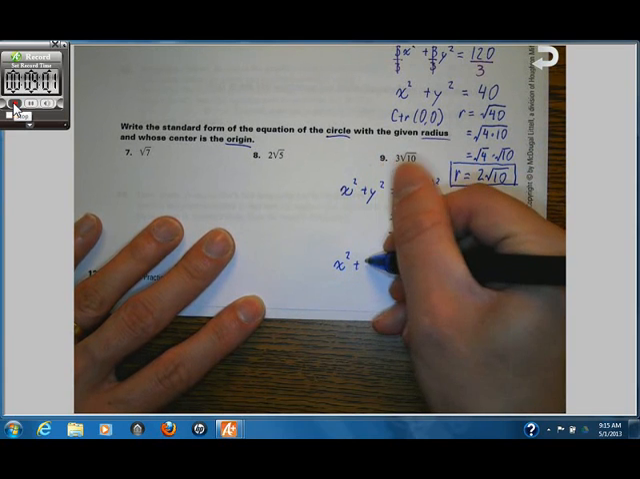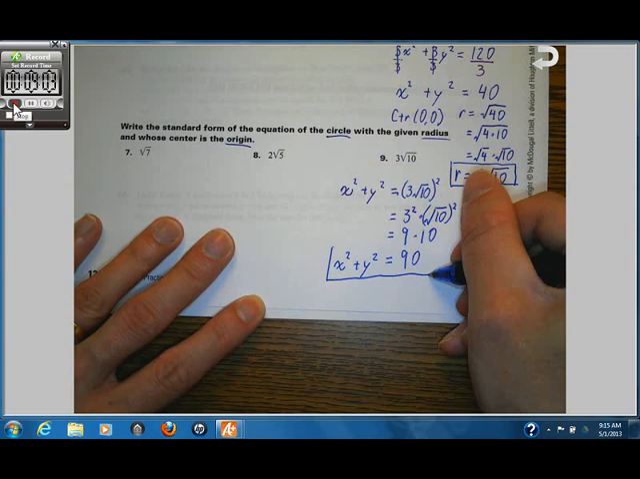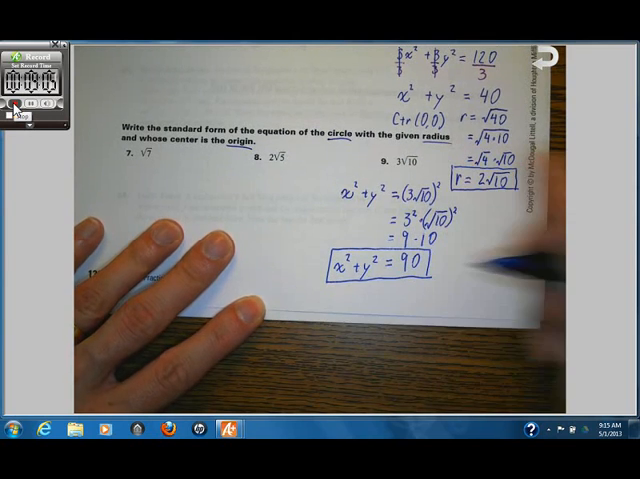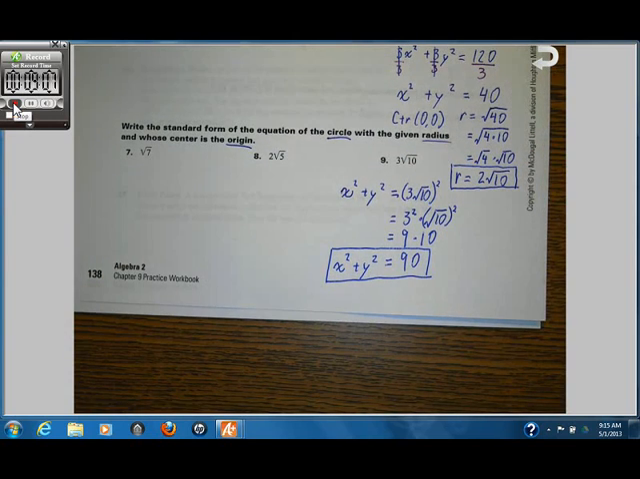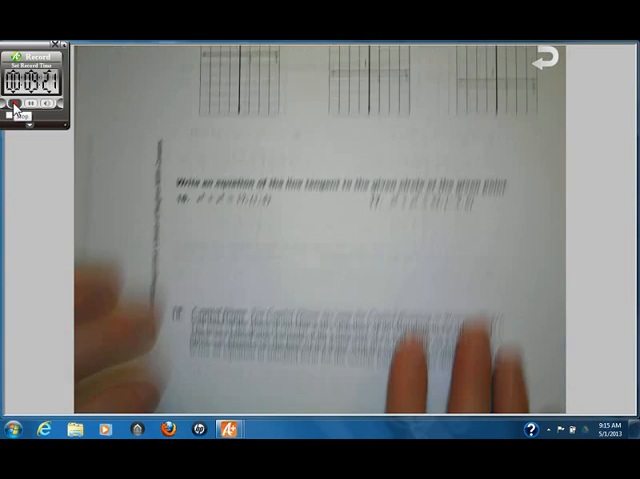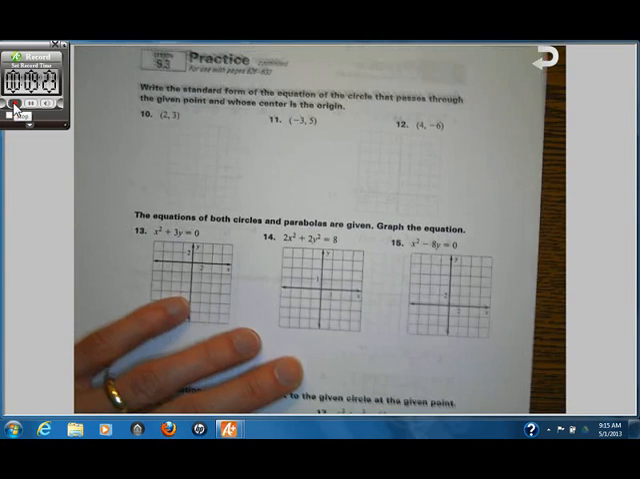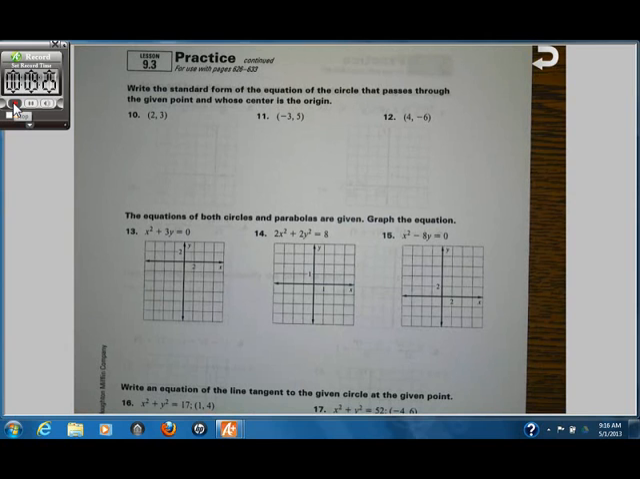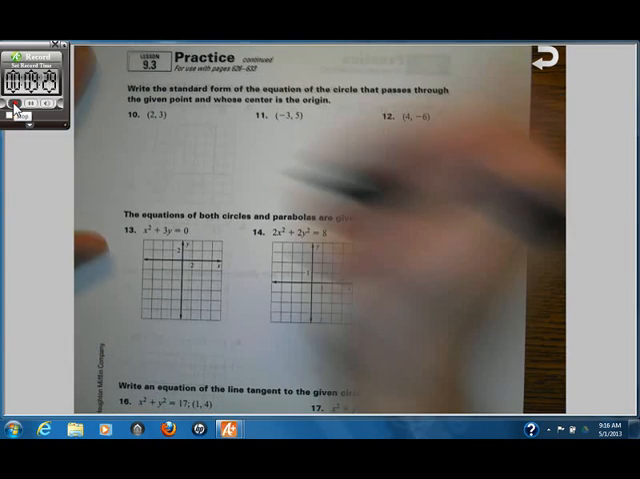Alright, let's see if there's anything on the back side we want to do before I let you work on your own. Everyone good with this first side, more or less? Okay. Let's take a look at 12. Standard form of the equation that passes through the given point and has a center at the origin.